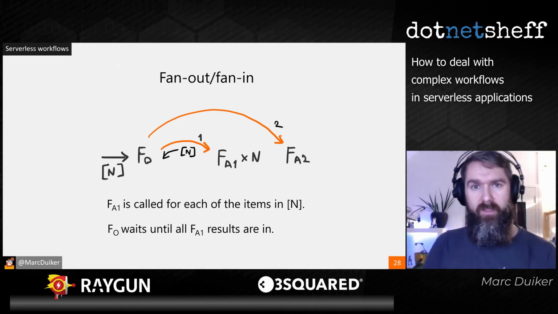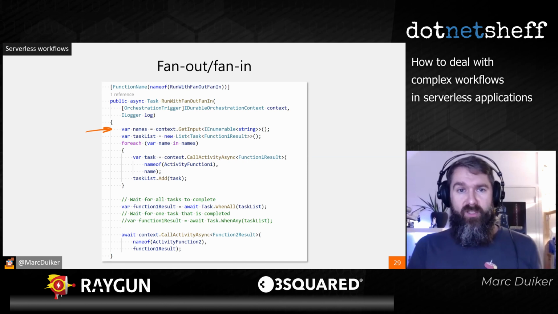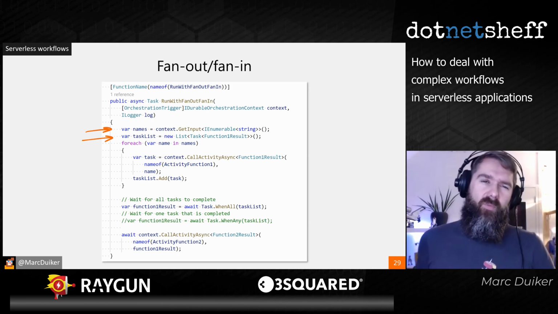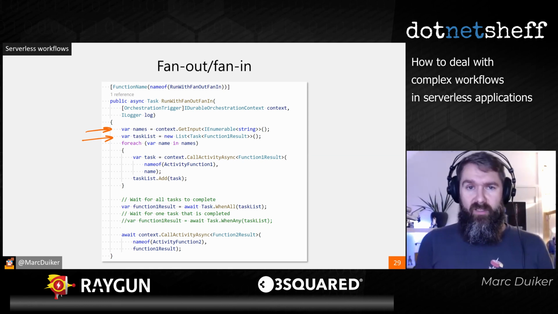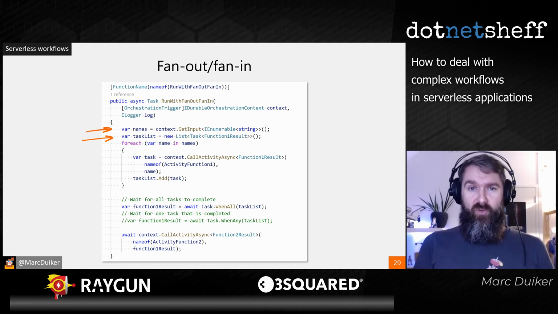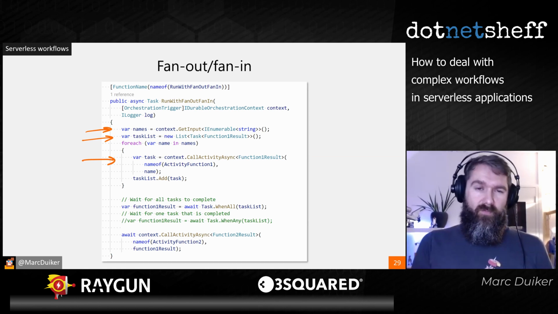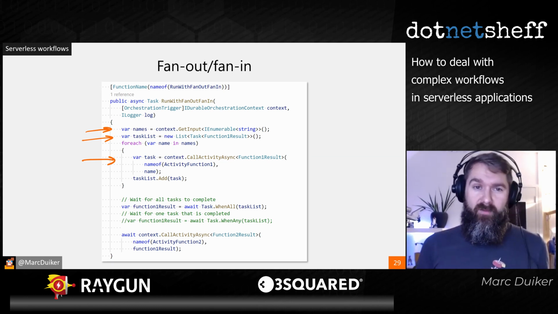So in code, it looks like this. If you have a collection of names you want to do something with, what we first do is prepare a list of tasks that have the output of the activity we want to perform. In this case, we have a list of task function one result. Then we iterate over all of the names in the collection, and we prepare the task for calling the activity function, but we are not awaiting the activity calls here. So the orchestrator is not scheduling them yet. We are purely defining the task and adding the task to a list.